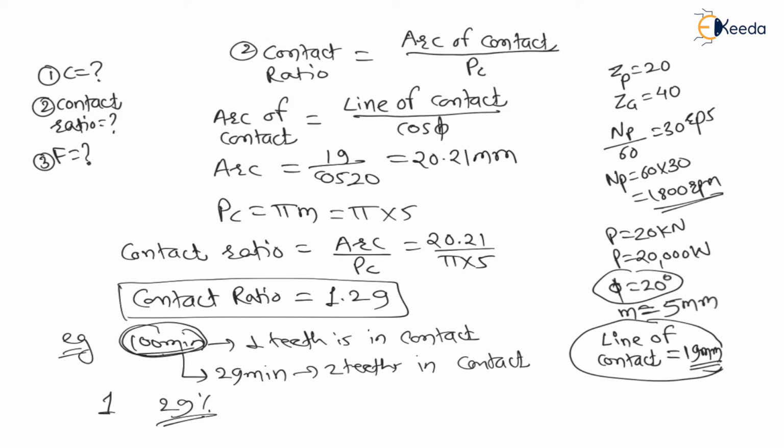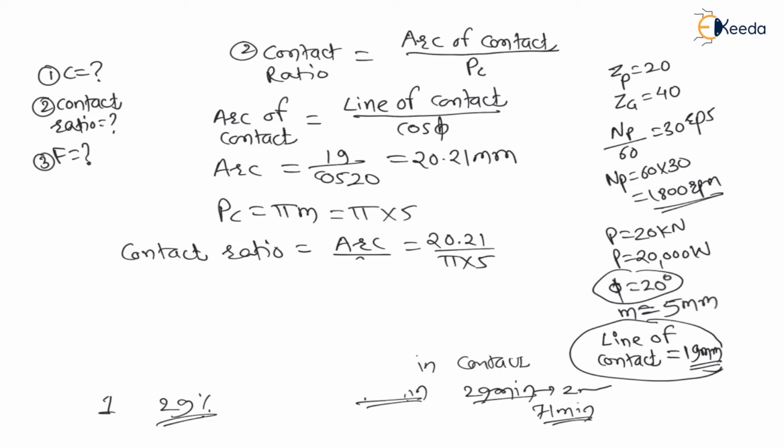Let us say you have 100 minutes. In 100 minutes, for 29 minutes there will be two teeth in contact, and for the remaining 71 minutes only one tooth is in contact. The meaning is one tooth is always in contact, and during that contact, for 29% of the time another tooth also comes in contact. This is the meaning of contact ratio that I have already explained in theory lectures. Now let us go for the third question.